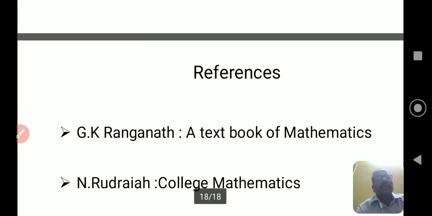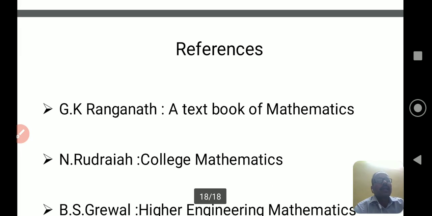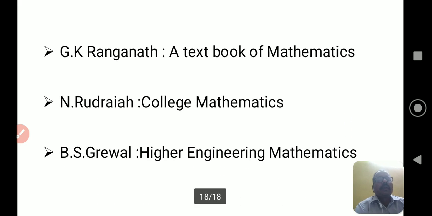Okay, these are the references for extra study. You can go through G.K. Ranganath, A Textbook of Mathematics, Rudraya, College Mathematics, and B.S. Grewal, Higher Engineering Mathematics, which is a beautiful book. You can purchase these. I referred to these three books for the preparation of this content.